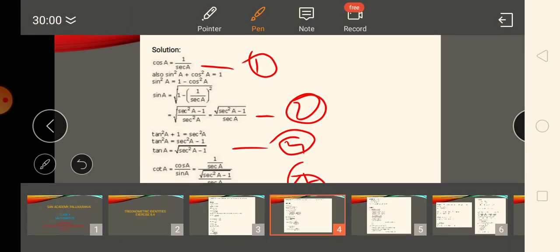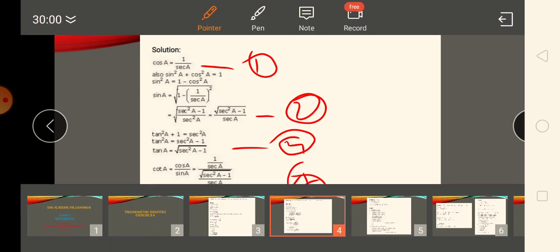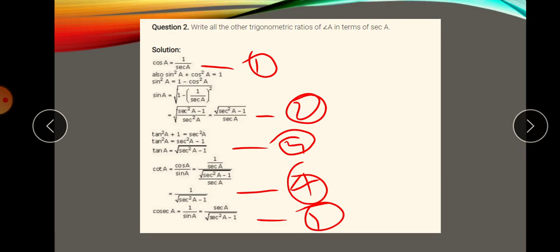So all the ratios, if you see: cos is 1 by secant A, sin is root over secant square A minus 1 by secant A, tan is equal to root over secant square A minus 1, cot is 1 by root over secant square A minus 1, and cosecant is 1 by sin A. So reciprocal of sin A, we'll get secant A by root over secant square A minus 1. And secant A equal to secant A. So all the 6 ratios we converted in terms of secant A. So you can convert any one of the ratios into other ratios by using these identities as well as their reciprocals and the trigonometric ratios.